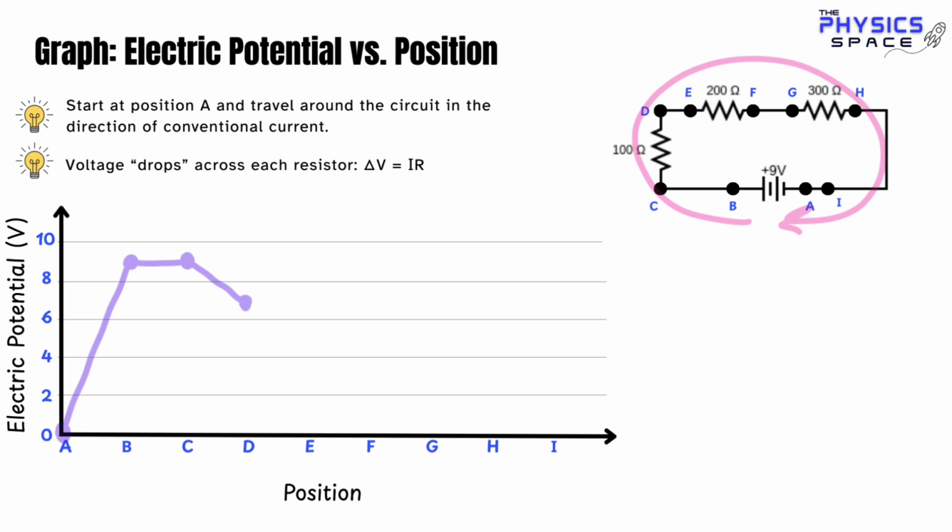We'll talk a little bit more in a second about how I came up with that number. But then from D to E, we're going across a wire again. So we have no change in the electric potential across our 0 resistance wire. As we go across our next resistor, a 200 ohm resistor, we're going to have a larger voltage drop of about 3 volts across this one. So we're going from 7.5 to 4.5.